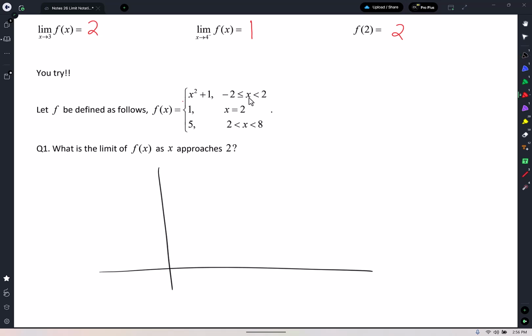So look. This one right here, I'm drawing it in green. Here's 1. And I'm going to say here's negative 2. And I'm going to say here's 2. And it's going to go something like this. There's an equal sign and not an equal sign. So solid. It's going to be a parabola.